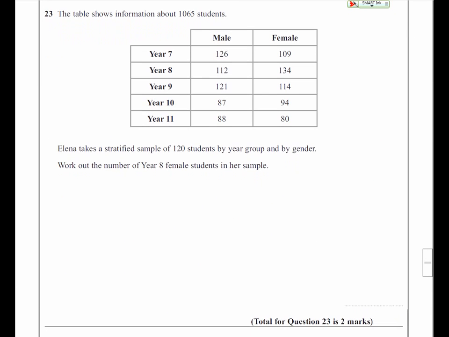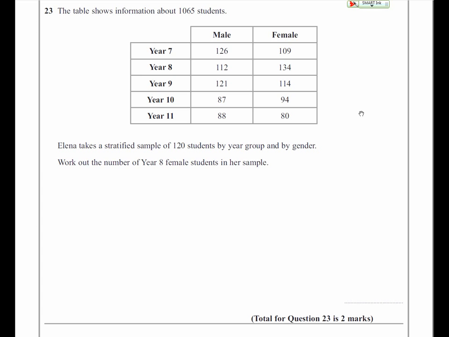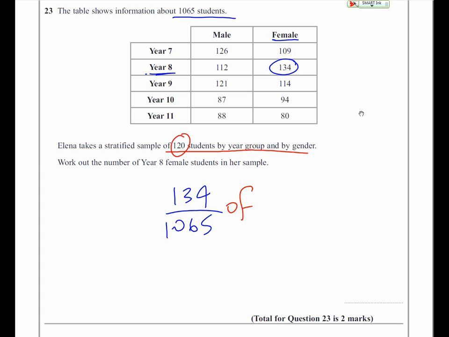Question 23. The table shows information about 1,065 students. Alina takes a stratified sample of 120 students by year group and by gender. Work out the number of year 8 female students in her sample. So, year 8 female is 134. Okay, and we want that. That was from 1,065 students. So that's the fraction. We want that fraction of 120.